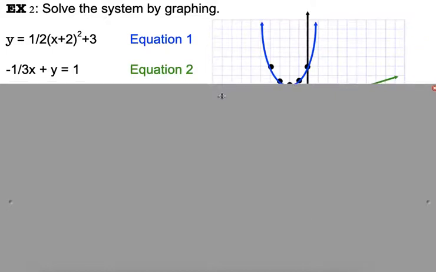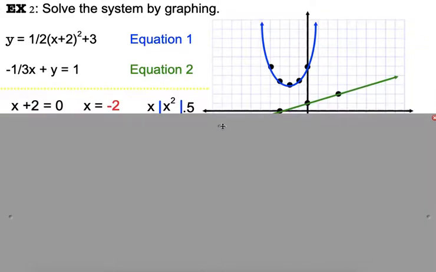So to graph in vertex form, we start by setting what is inside the parentheses equal to 0 and solve. That will tell us our horizontal translation. So if I set x plus 2 equal to 0 and solve, it's going to be x equals negative 2, which means it's going to go 2 units to the left. Now, I also need to know how high my graph's going to translate.